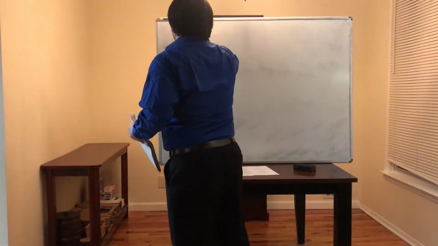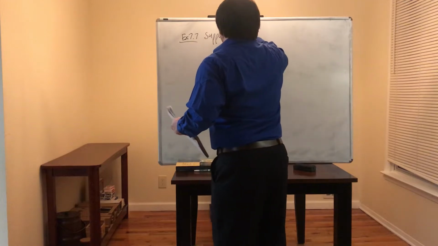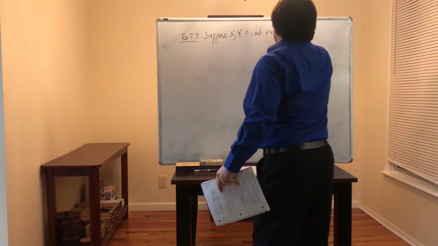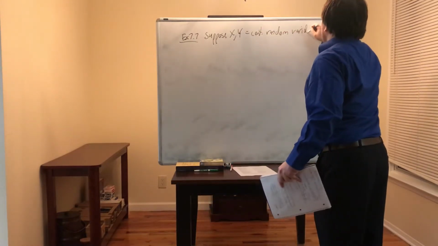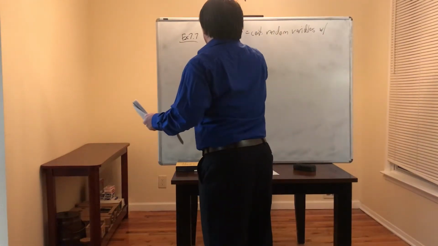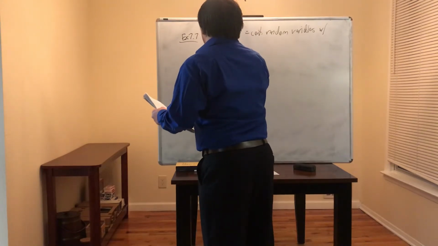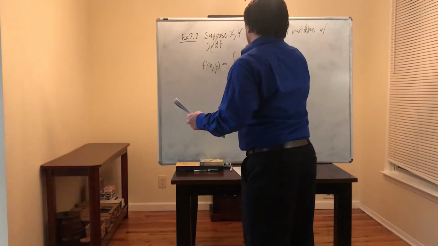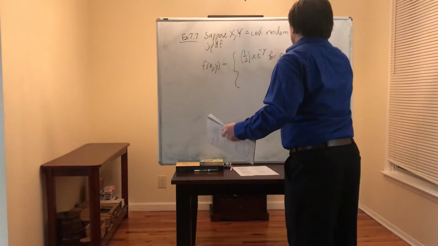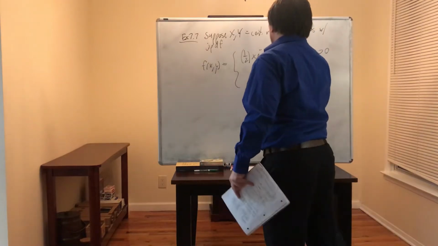Example 7.7. Suppose X and Y are both continuous random variables with a joint probability density function, JPDF, f of x comma y equal to 1/2 x e to the negative y for 0 less than x less than 2 and y greater than 0, and 0 elsewhere.